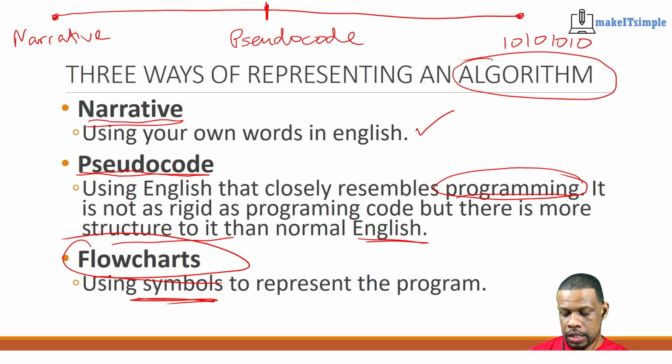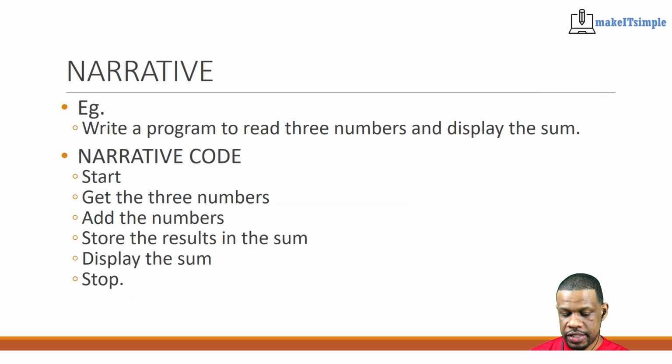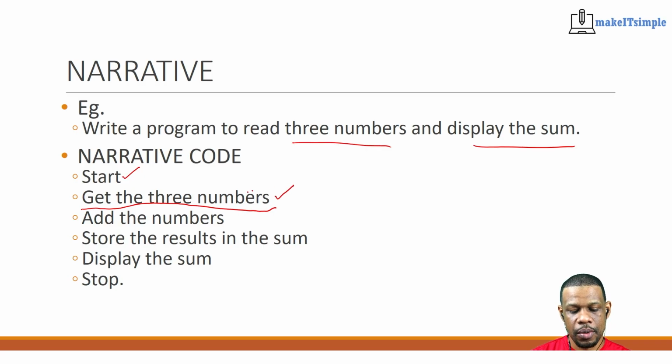So after you understand that, the next thing you have to grasp is, what does narrative code look like? If I want to read three numbers and display the sum, and I want to write it in narrative code, narrative has a lot of English words in it. So I might have the word start to tell the computer to start, and then I would say something like, in a sentence, get the three numbers. Now, under normal circumstances, we would understand what get the three numbers means. But our computers watch this and be like, what does that mean? I don't understand. Because if we use English, the computer doesn't understand English.